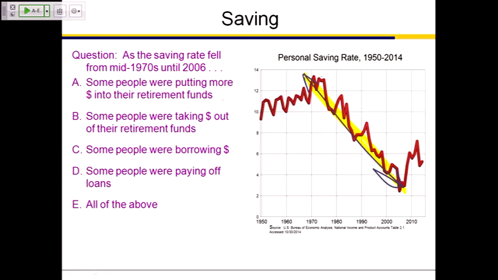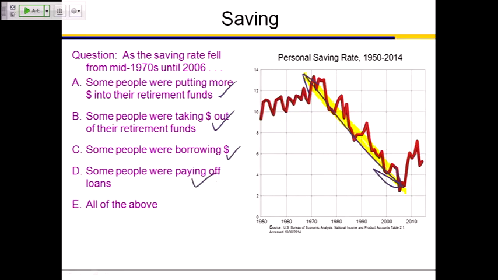So there were some people who were putting more money into their retirement funds, and that would be part of saving. They were increasing the amount of saving both for themselves and for the economy as a whole. There were some people who were taking money out of their retirement funds. Some people in the economy were retired, living off their savings, so they were taking money out of their retirement funds. There were some people who were borrowing money, another way of dis-saving. You borrow money because your consumption exceeds your income. One way of financing consumption in excess of disposable income is through borrowing. So there were some people who were dis-saving, who were borrowing money, and that's reflected there.